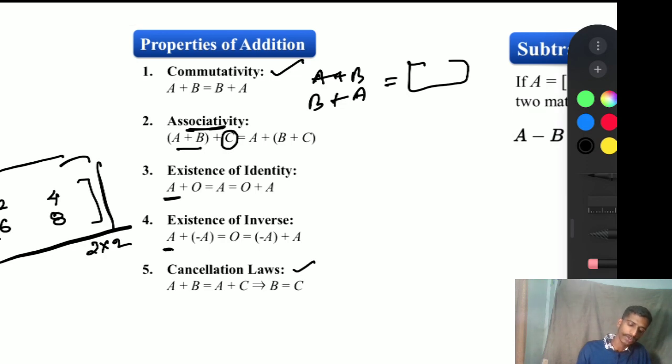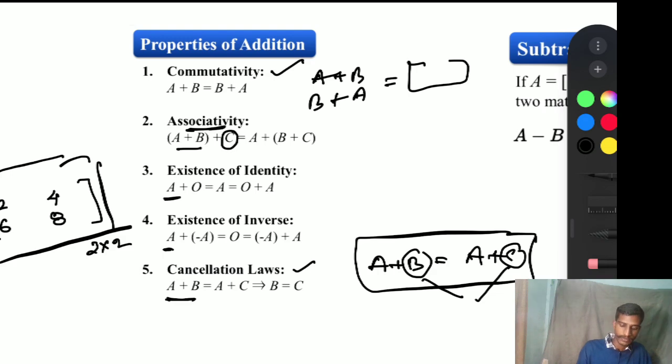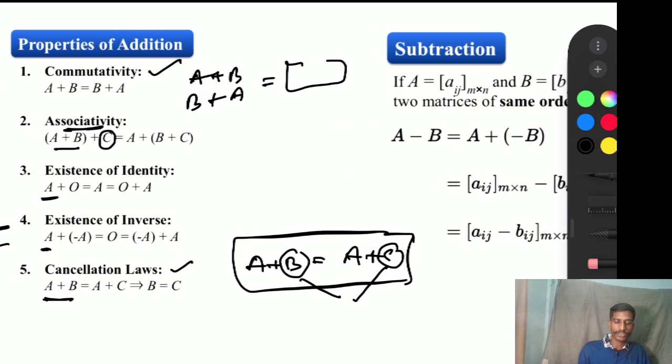Cancellation law. What is cancellation law? When we say that A plus B is equal to A plus C, then it means that B is equal to C. Then we can say that these two matrices are equal. Now see, as we have done in addition, subtraction is also the same, and the properties are also the same for subtraction.